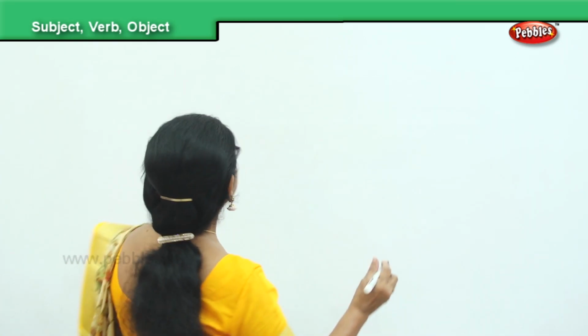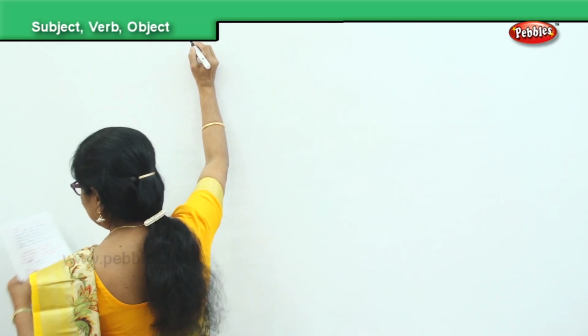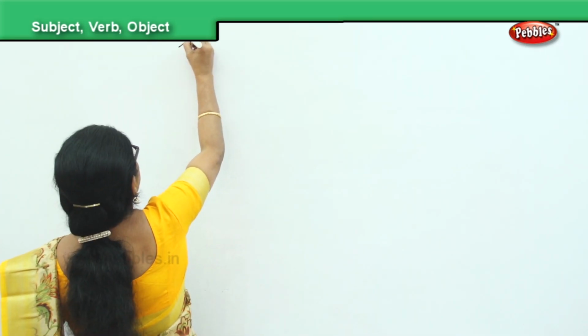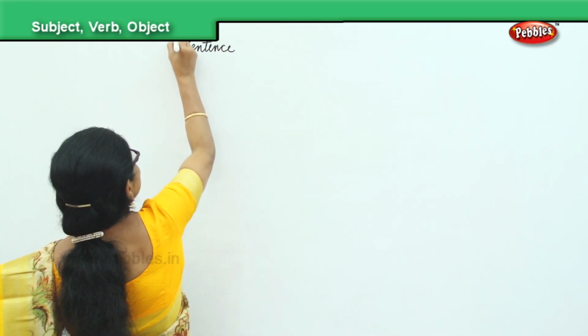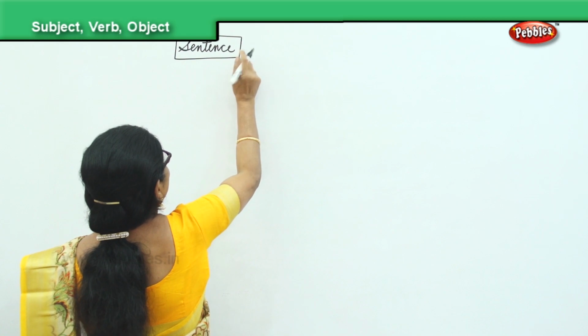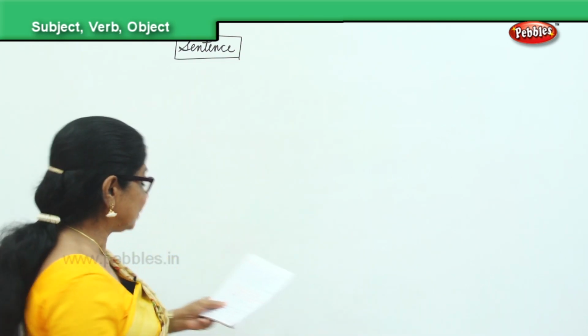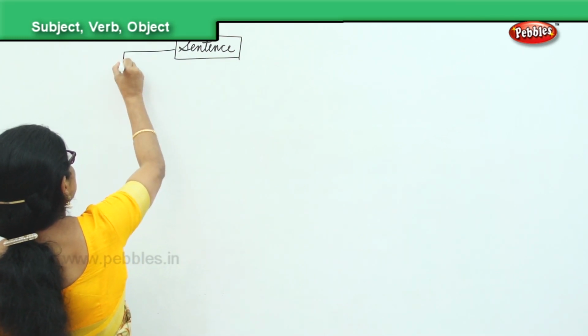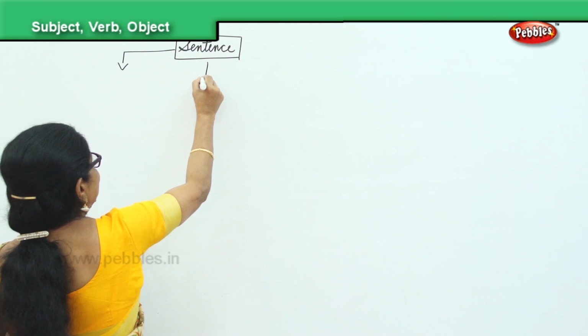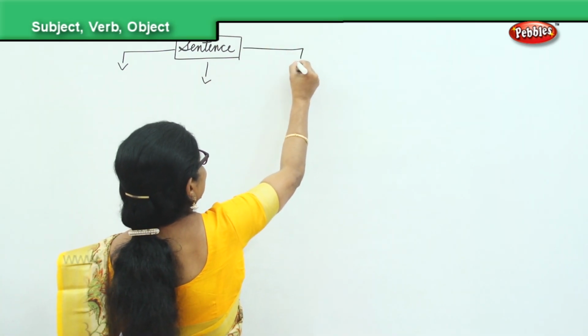Having learned about sentence, now we will look at parts of a sentence. A sentence has a subject, a verb, and an object. Let's look at that. Now, when you say sentence, we are talking about sentence. A sentence has got three parts. The first part, a second part, and a third part.